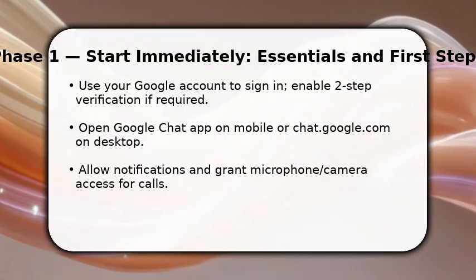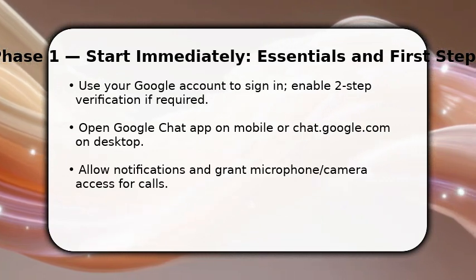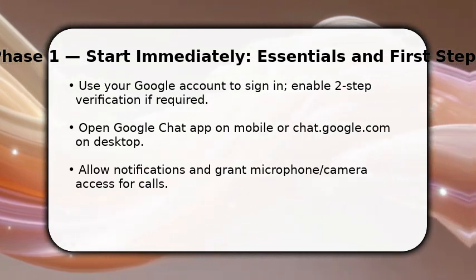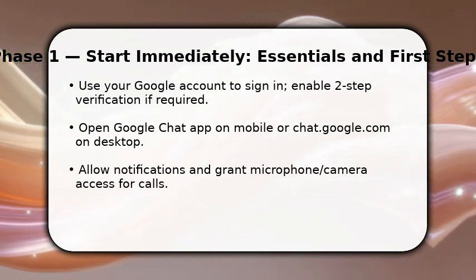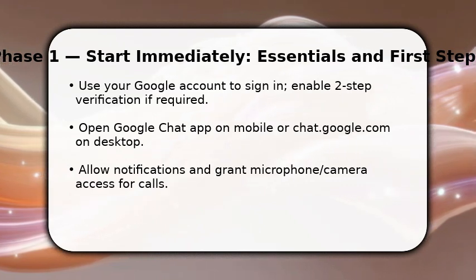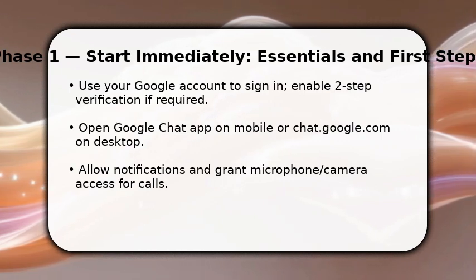You start by signing in with your Google account so your contacts and rooms sync. This ensures continuity across devices. Once signed in, open the Google Chat app or chat.google.com and grant notifications plus microphone and camera permissions if you plan to voice or video call.